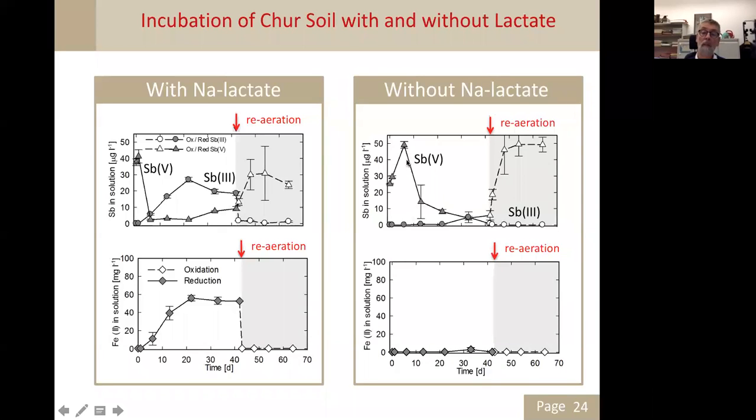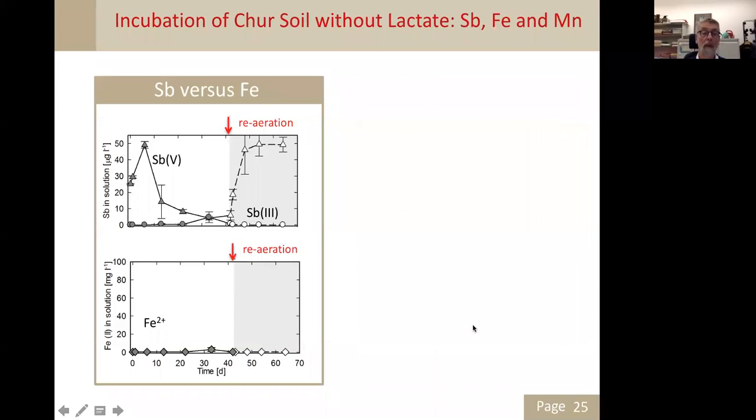Why did the antimonate concentration increase? We had no change in the iron solution during that phase. There was a little increase here that may have been due to inhomogeneity of the soil.